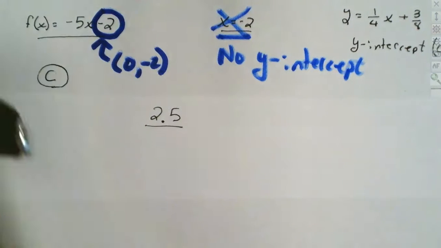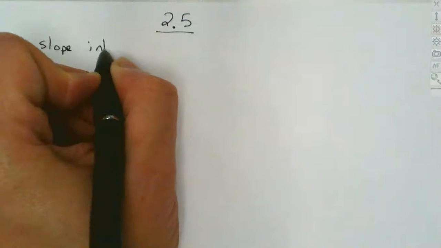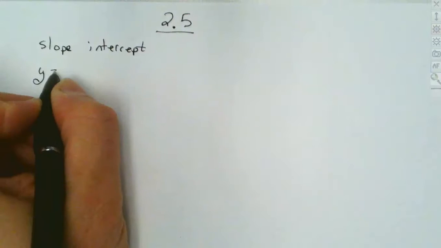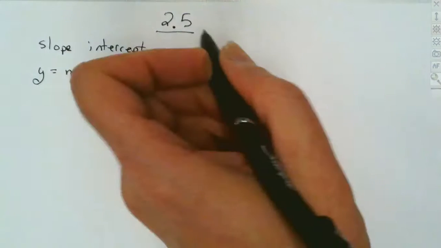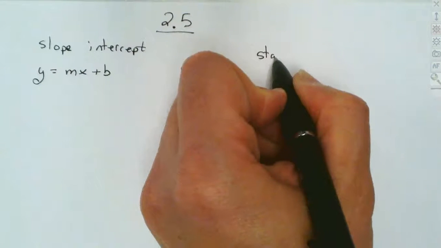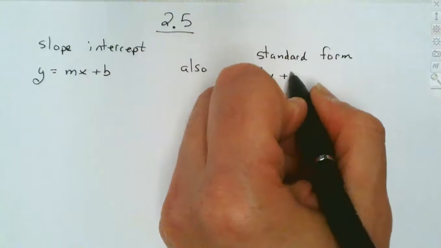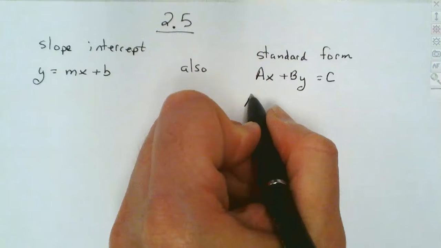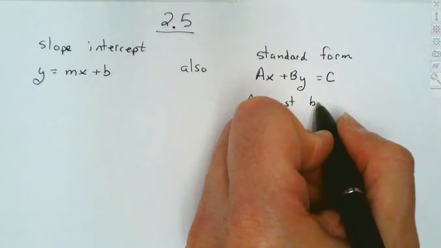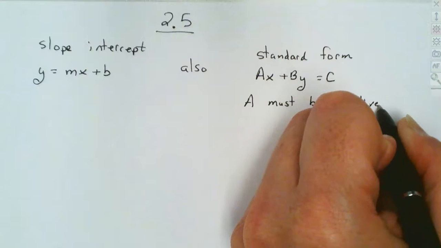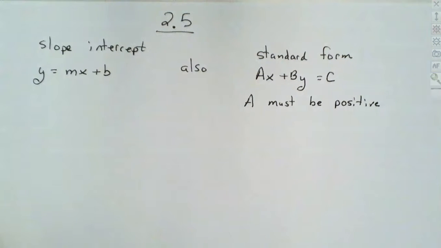And in 2-5, we need to remember, first off, how to write a line. And there are two ways to write a line. So there's two ways that we can write our answers on these. There's the most common one, which is slope-intercept, which is y equals mx plus b. And then there's also standard form, which is ax plus by equals c. A must be positive. And also, no fractions and no decimals are allowed.